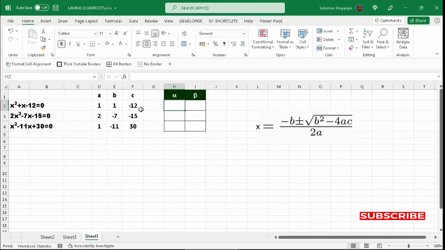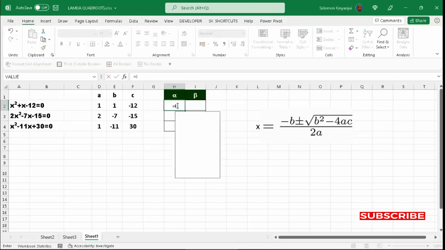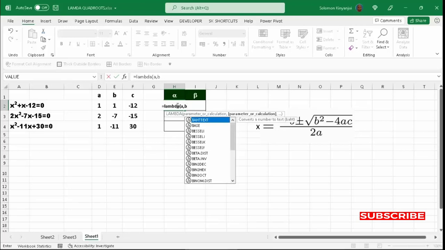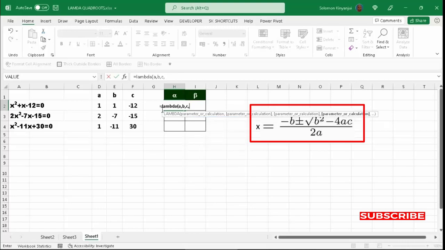Let us start with the first equation. We shall simply say equal to LAMBDA, first bracket, A, comma B, comma C, then comma, and now we put the formula. That is using the quadratic formula, which you can see here.